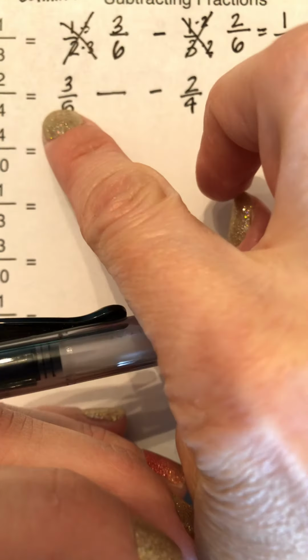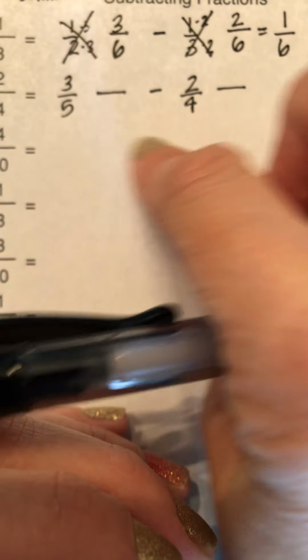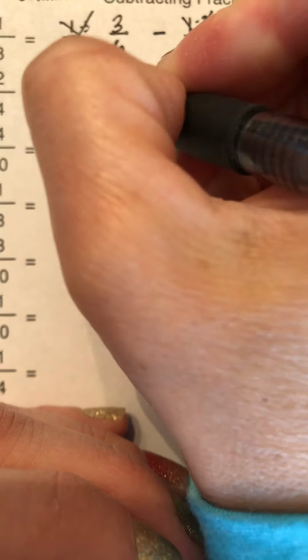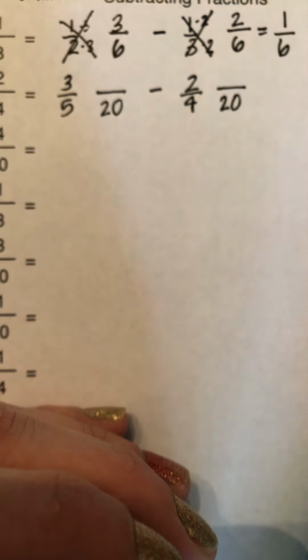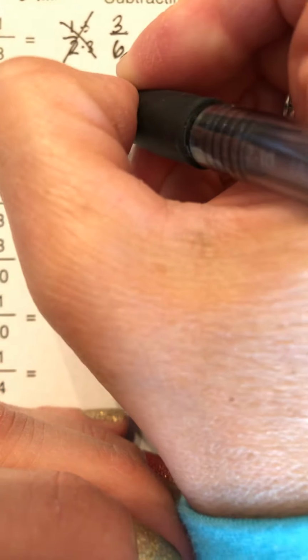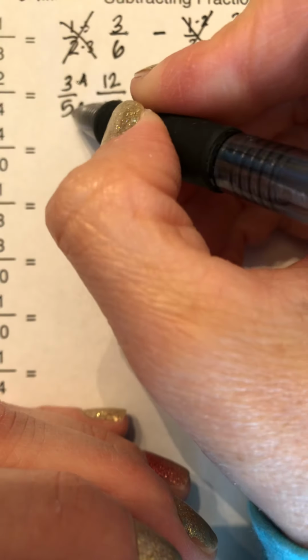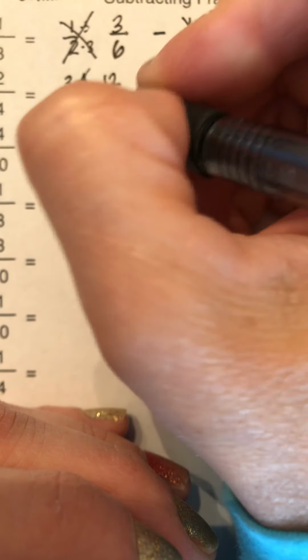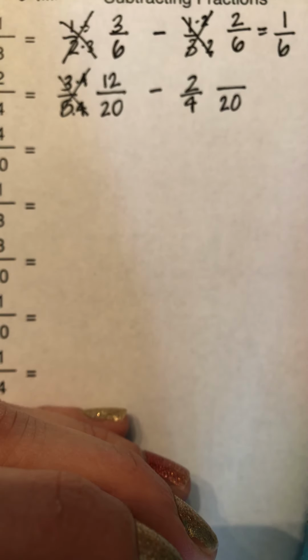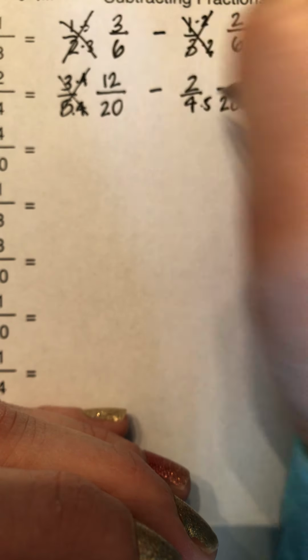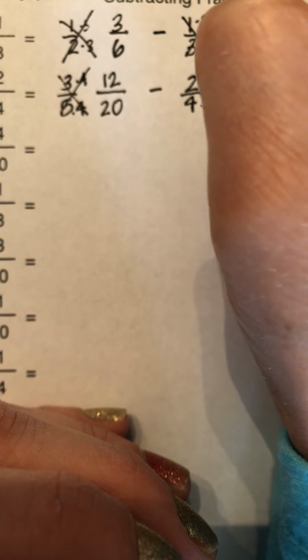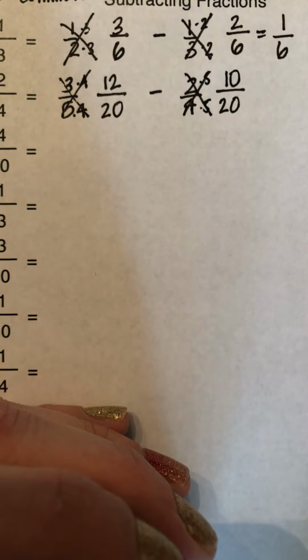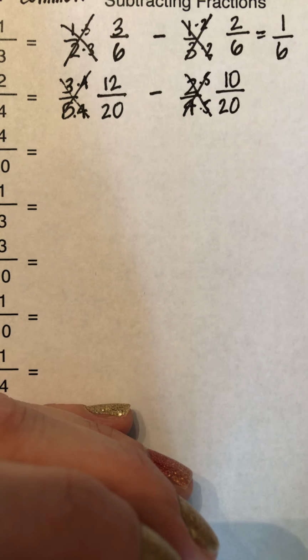One easy way to do that would be to multiply the two numbers here. So 4 times 5 is 20. That's how we can get that number easier. But you can just go through your multiplication tables and see what number comes up first. Now we know that 5 times 4 is 20, so 3 times 4 is 12. Cross through that. Our new number is 12/20. And then 4 times 5 is 20, so 2 times 5 is 10. So now I have 12/20 minus 10/20.